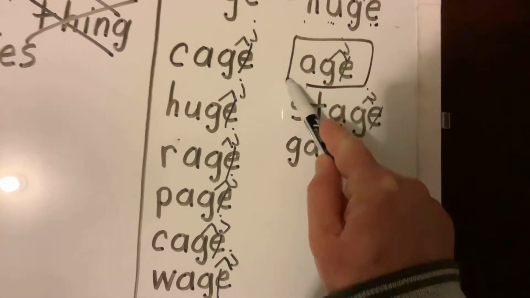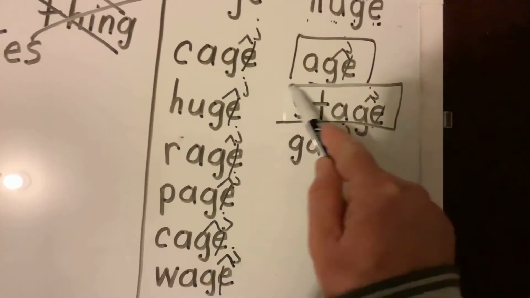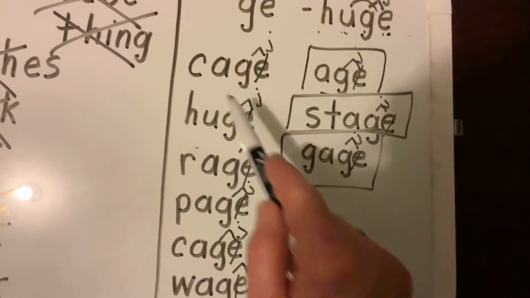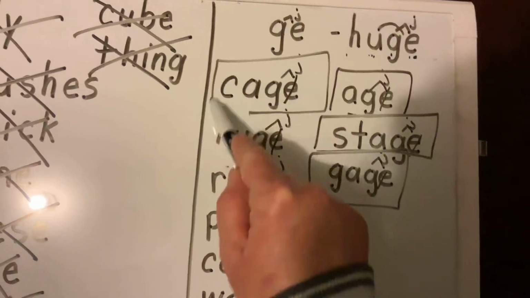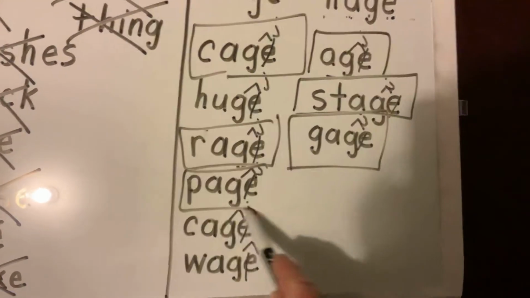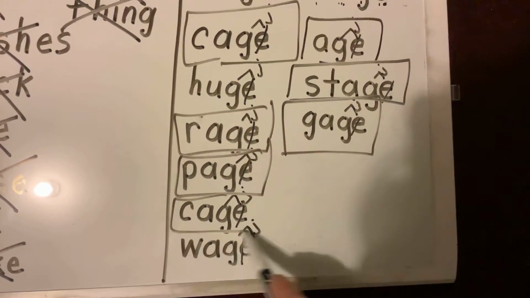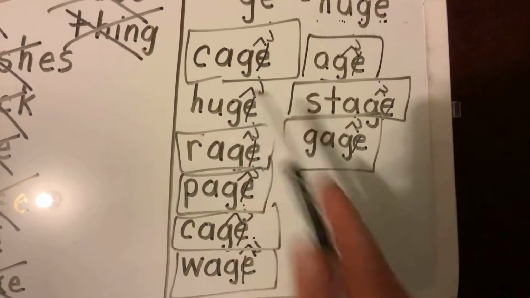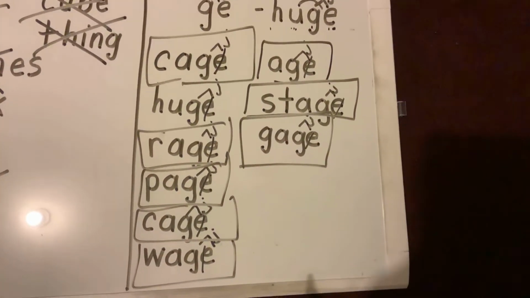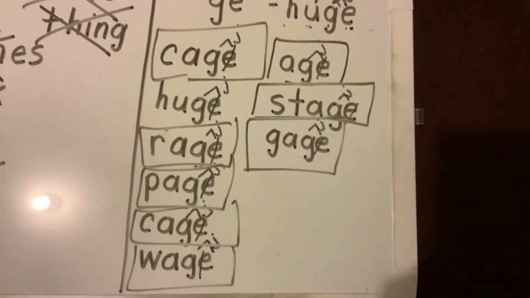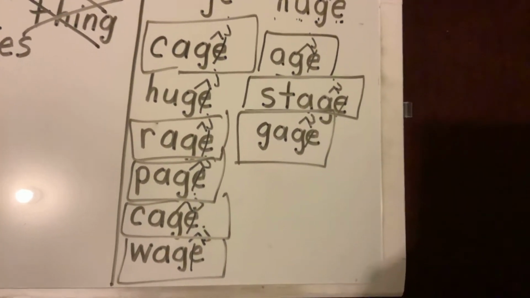Age, stage, gauge. They're in the age family. Cage, rage, page, cage again, and wage. They all are in the same family except for huge. It's by itself. All right, this time I'm thinking of a word and it's something you might put your pet in sometimes.